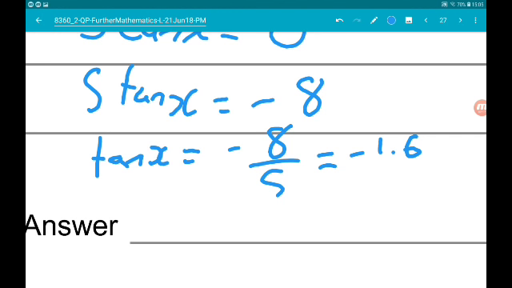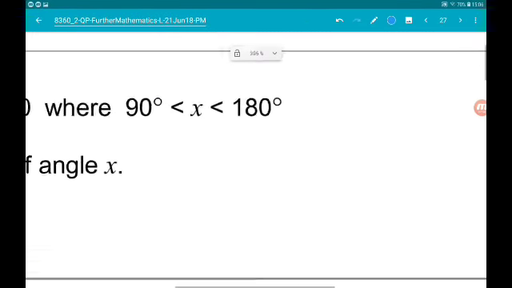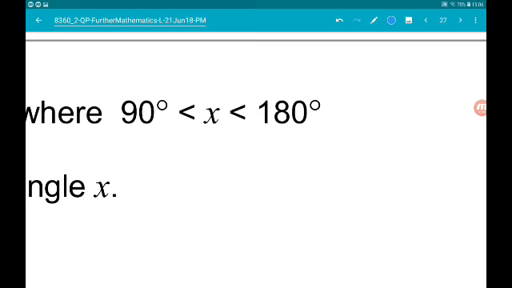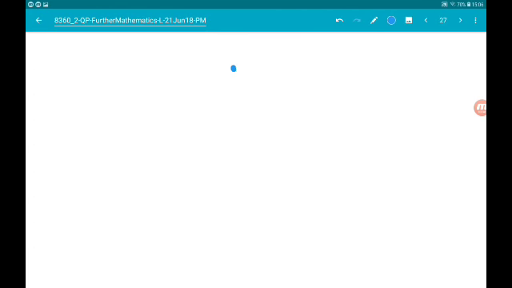Now, if we inverse tan minus 1.6, our calculators give us basically minus 58 degrees. Minus 57.99, minus 58 would be fine. Now then, that is not the answer, because we want x between 90 and 180. So, if we have a look at the tan graph, it's a bit mental.